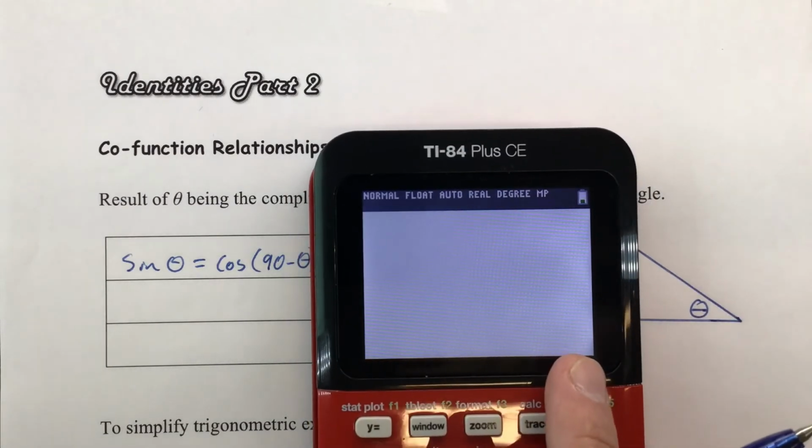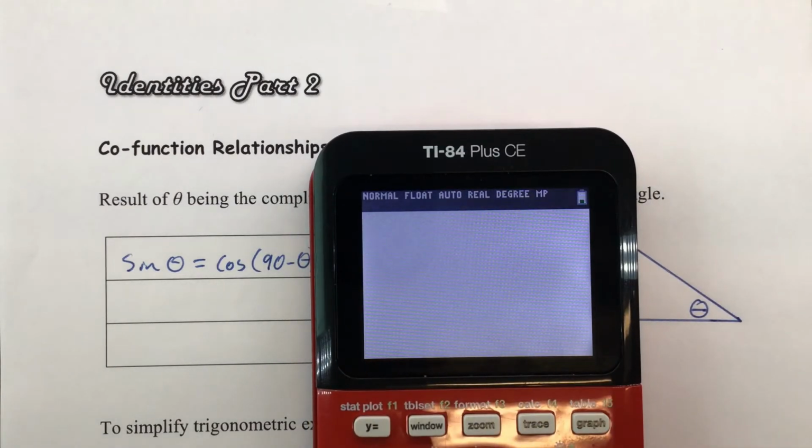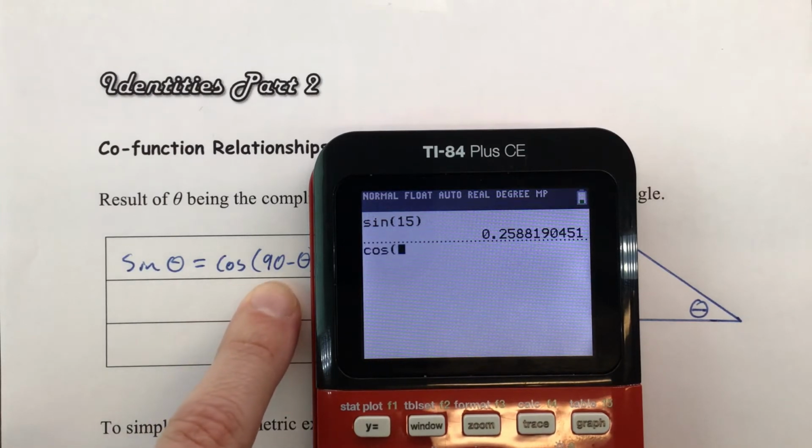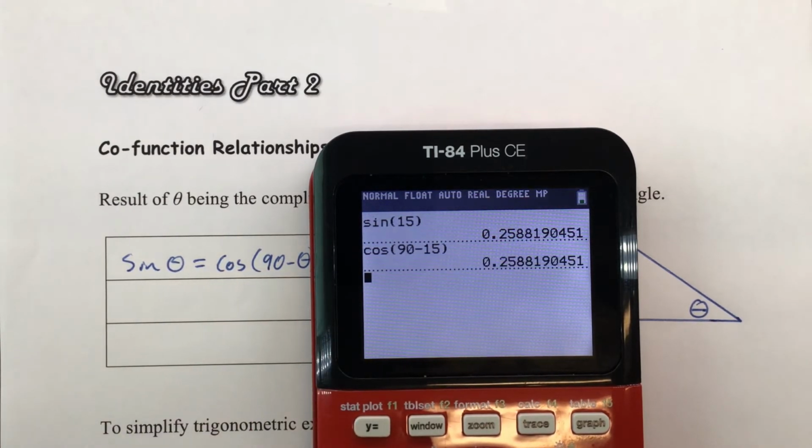Let's go ahead and verify it in the calculator just to see that it does work. What we'll do is take the sine of an acute angle. Let's go with 15 degrees. Take the sine of an acute angle and evaluate it. If I take the cosine of the complement of that, so that's 90 minus 15, you could do the math, but I'll just show it as it's written here. You get exactly the same thing.